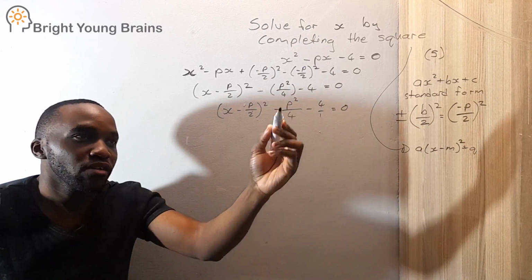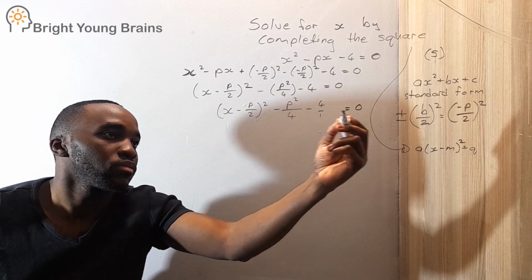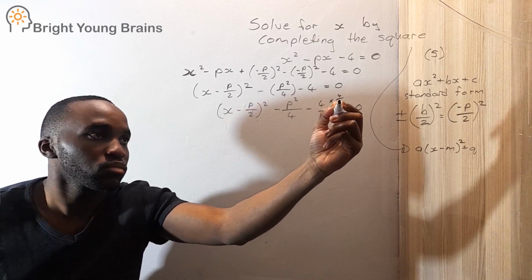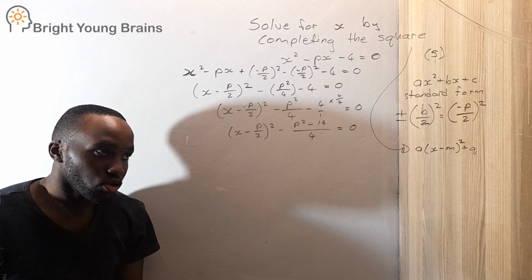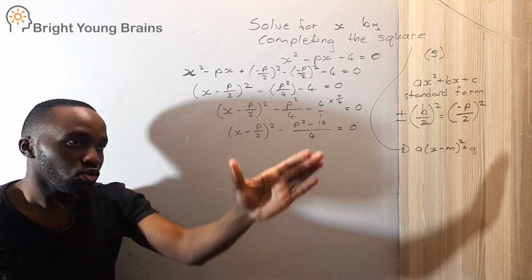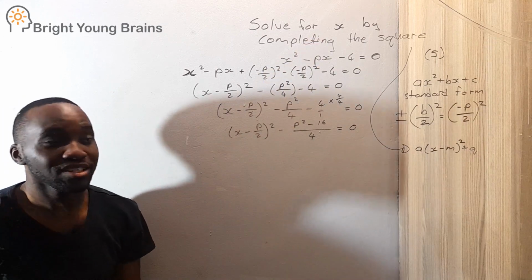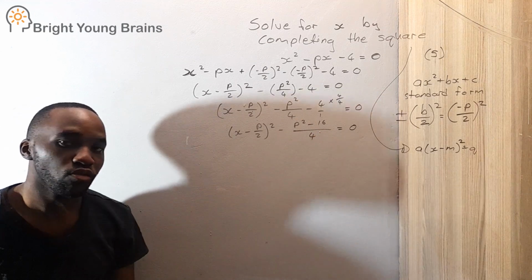Now obviously if you want to have these under the same denominator, then you'd need to multiply this by 4 over 4. There you go. This is as far as you can go in terms of completing the square. So we have completed the square now. If they're asking us to solve for x by completing the square, you complete the square first and then you can solve for x.